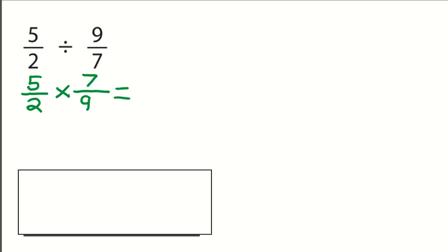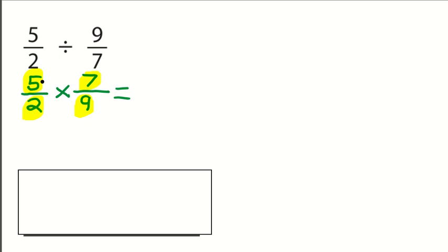Now, let's go ahead and look at our diagonals. What's the biggest number that goes into 2 and 7? Biggest number is 1, so that's not going to help us. What's the biggest number that goes into 5 and 9? Well, the biggest number is going to be 1 as well. So again, we're not helped by our diagonal trick.